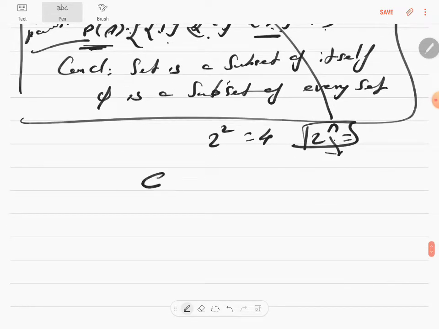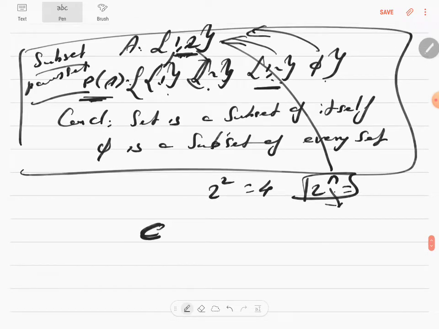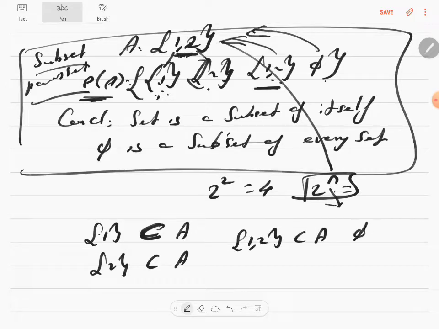A subset is represented like this. See, for example, here the set {1} with the bracket is a subset of set A. Then {2}, {1, 2}, and the null set are all subsets of A. This is how a subset is represented.